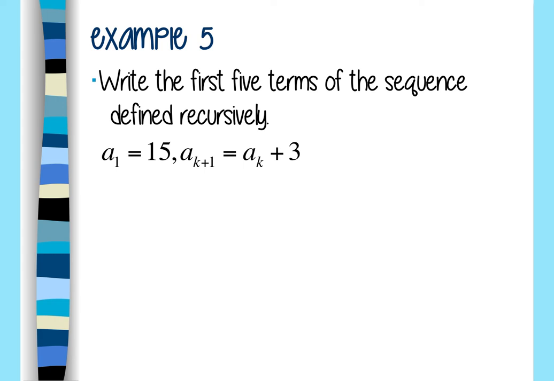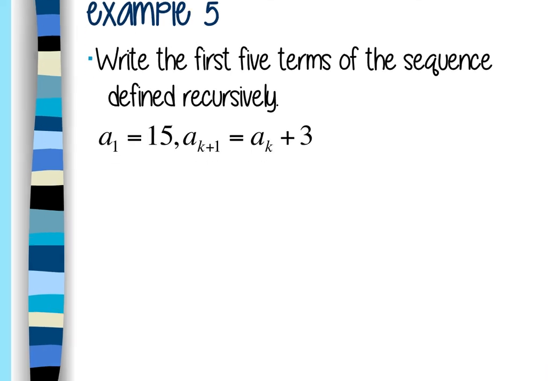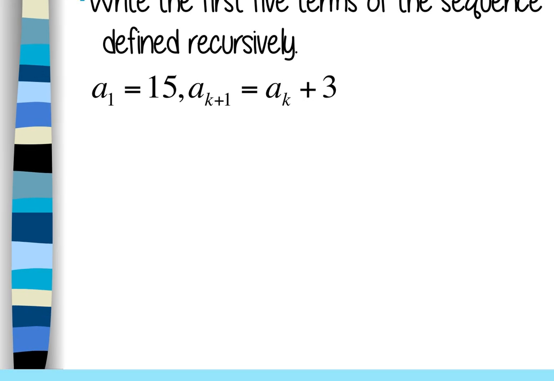So example 5 says, write the first 5 terms of the sequence defined recursively. So again, it has to give you somewhere to start from. I get A1 is 15. So then A2 would be A1 plus 3. So this would be 15 plus 3, which is 18.